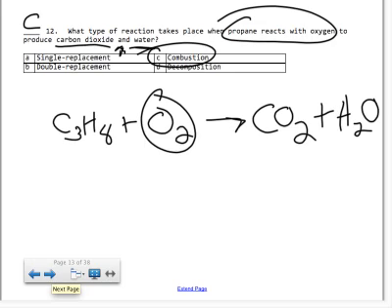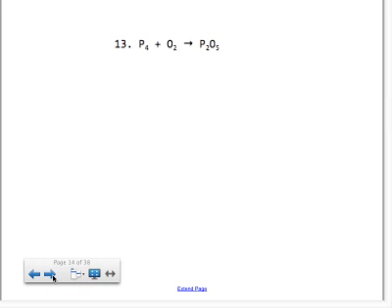That "and" means there's more than one product, so it couldn't be synthesis. That wasn't a choice anyway, but just to keep in mind, sometimes a combustion reaction can also be a synthesis reaction. Okay, we're going to balance this equation.